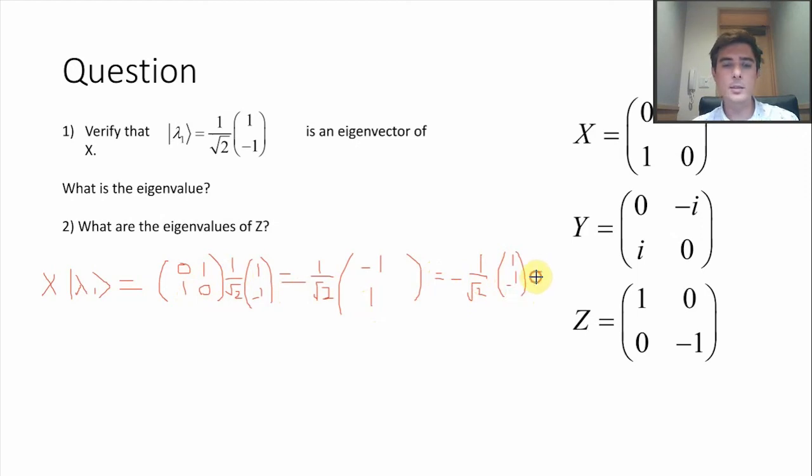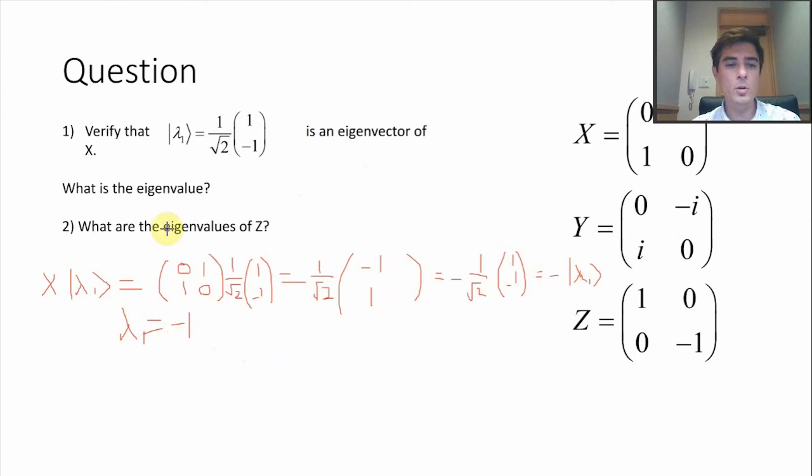So that's actually just equal to minus of the original vector that I just wrote down. So we would say, yes, it's an eigenvector of x because we've got the same vector up to some number, and the eigenvalue is actually equal to minus 1. So I would say the eigenvalue lambda 1 is equal to minus 1.